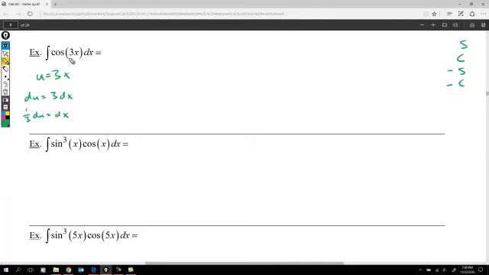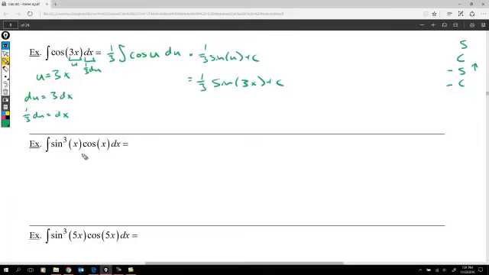Okay, so now I'm good, right? So here's my u, dx is equivalent to 1/3 du. So I really have the integral of cosine of u with respect to u with a 1/3 in front. Hey, the integral of cosine is sine. Right, but it wasn't really u, it was 3x plus c, and now I'm done.